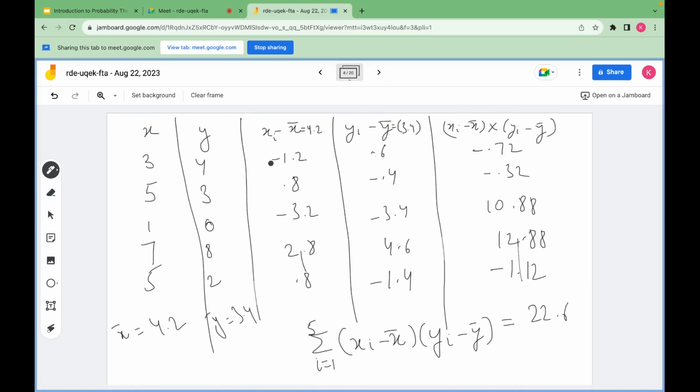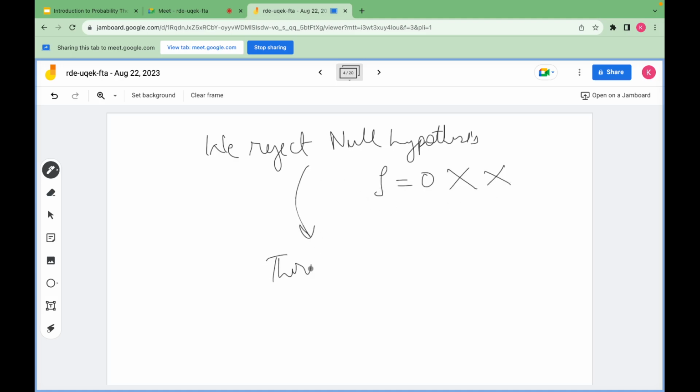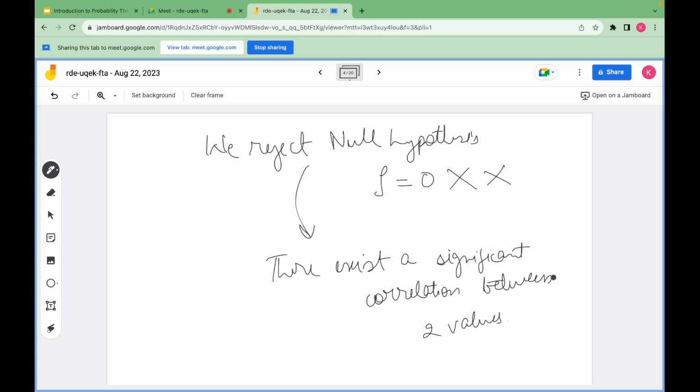So that's why we reject the null hypothesis. And what was the null hypothesis? That this correlation is 0. So this is not correct. This means that there exists a significant correlation between the two values.